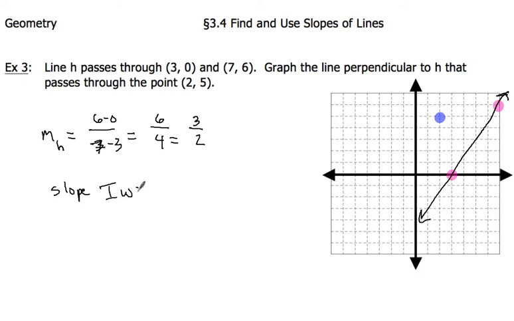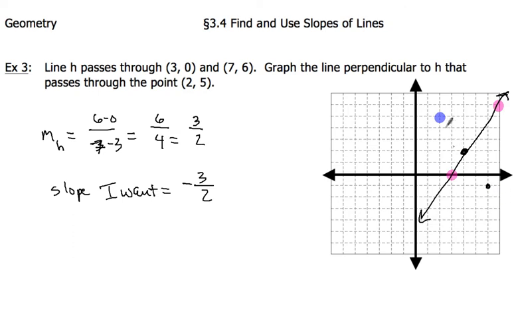So I'm going to write slope I want equals negative 3 over 2. So from this point, I want to create a slope that is negative 3 over 2. So I go down 1, 2, 3 over 1, 2. Down 1, 2, 3 over 1, 2 again.